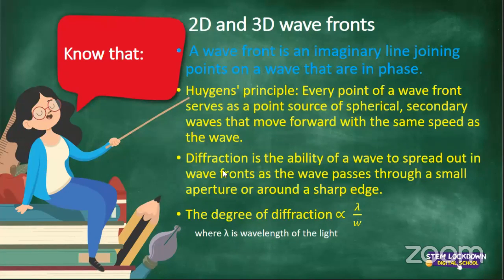Diffraction is the ability of a wave to spread out as it passes around a sharp edge, or as it moves through a small opening. Now the degree of diffraction will be directly proportional to the wavelength, lambda, and inversely proportional to the slit width, which is W. Where lambda is the wavelength, as you know it, and W is the slit width. So do not confuse the two.